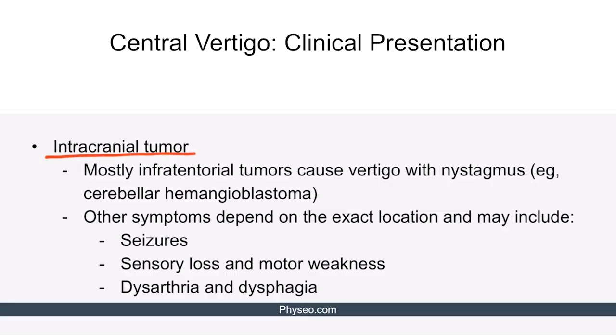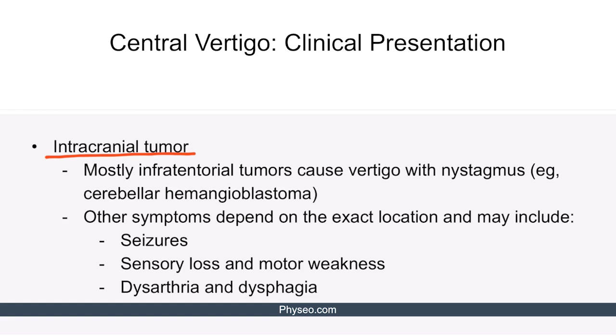Finally, intracranial tumors can also cause central vertigo. It's worth mentioning that infratentorial tumors mostly result in vertigo and nystagmus. Example of such neoplasms is the cerebellar hemangioblastoma. The other symptoms of the intracranial tumor depend on the exact location.